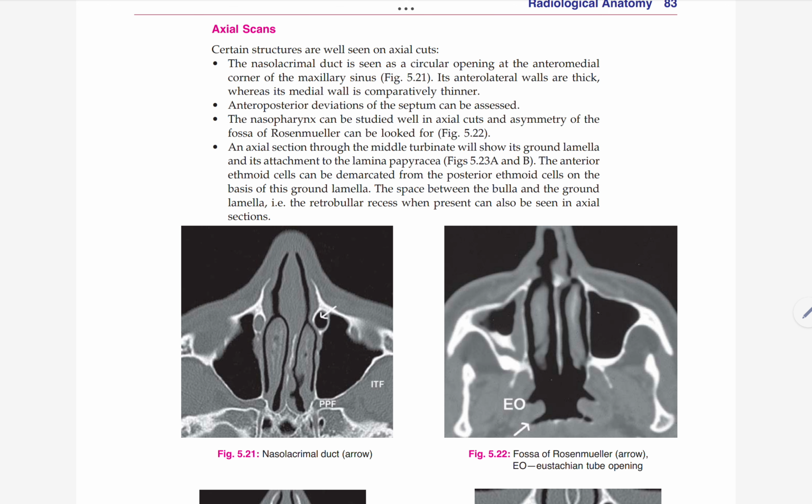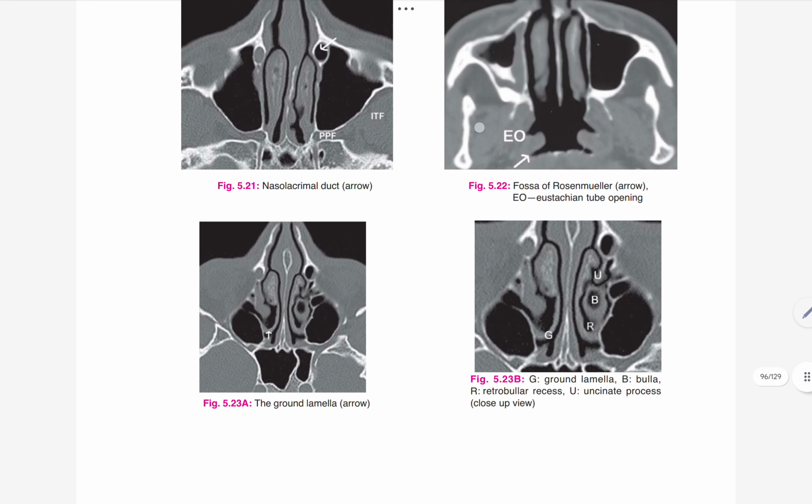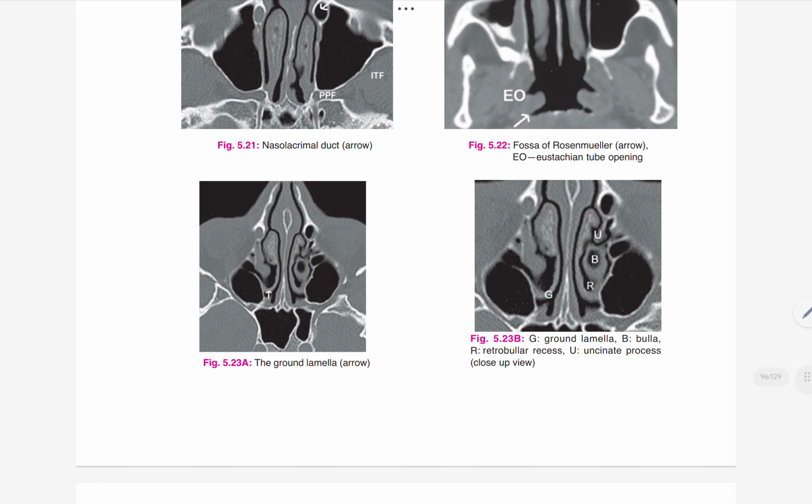in axial sections. We can see the nasolacrimal duct given in arrow, fossa of Rosenmuller given in arrow, aeration tube opening, the ground lamella shown in arrow, G ground lamella, B bulla, R retrobullar recess, U uncinate process.